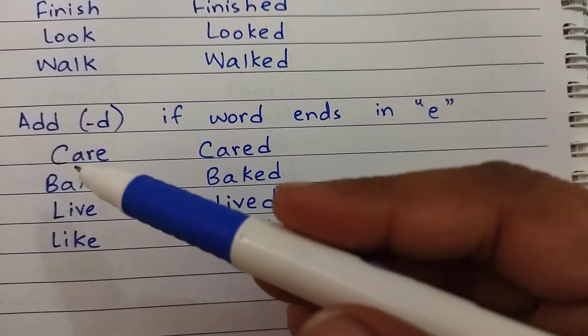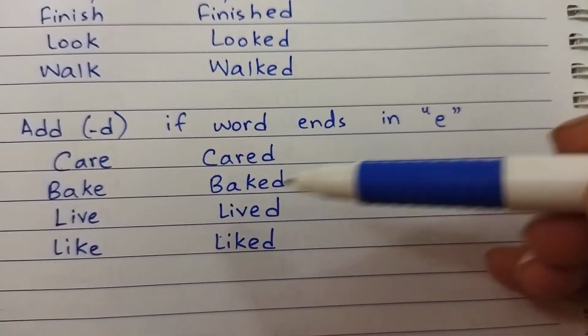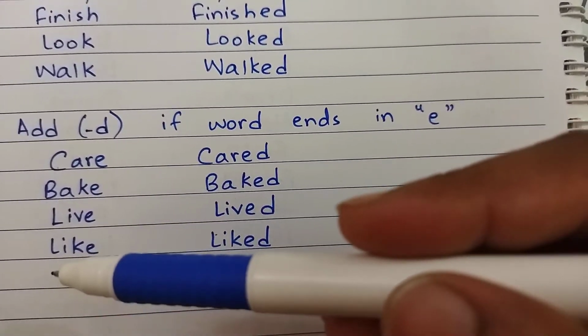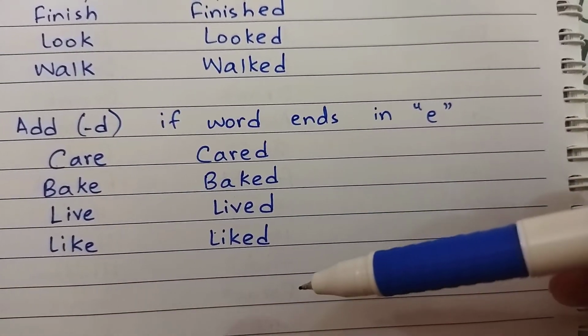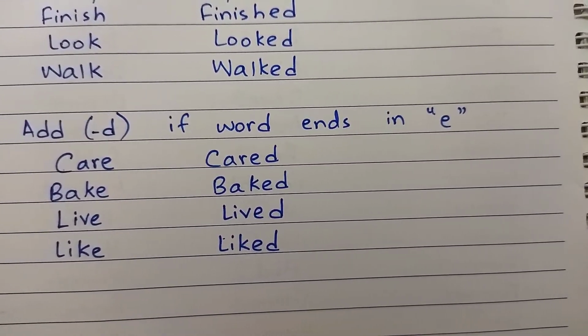So care, cared, cared. Bake, baked, baked. Live, lived, lived. Like, liked, liked. Right, students? I hope it's very much clear to you. Now move to rule number 3.